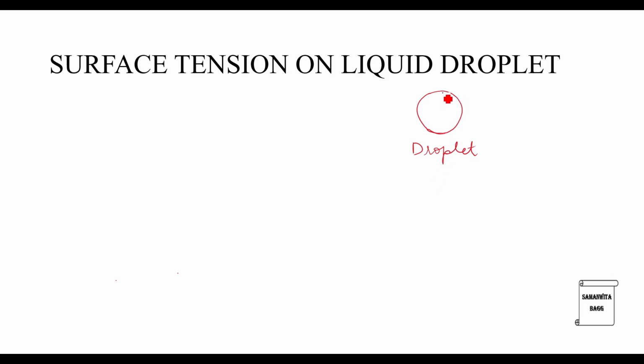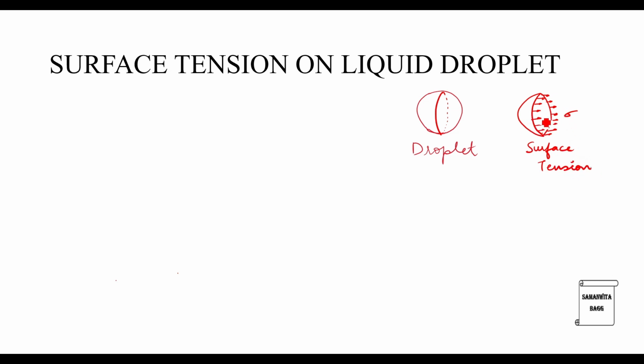So it is something like this that I am cutting it into. So when I take this droplet outside, you can see here, this is a droplet, and on this surface there will be surface tension. That's sigma. So I'll show you, this is surface tension.